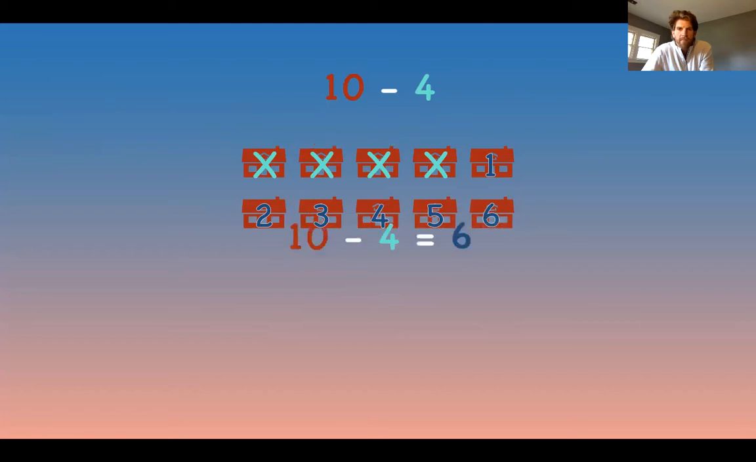So what I had is I started with 10 minus 4. And if you remember, all those red houses had nothing on them. I put 4 X's because I knew I needed to take 4 houses away. And then I counted the houses I had left. I had 1, 2, 3, 4, 5, 6. That gives me a number sentence of 10 minus 4 equals 6.